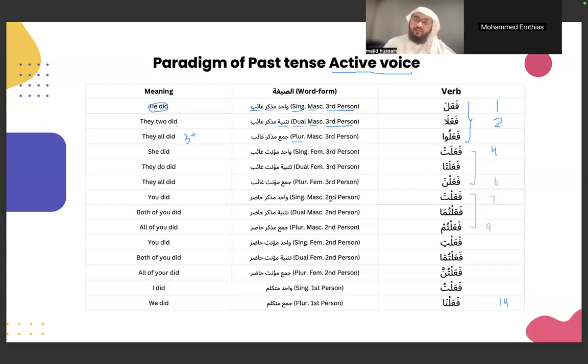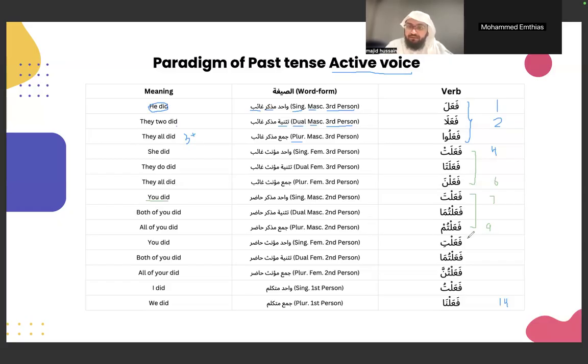Second person masculine. فعلتَ, referring to you did. You, one male person, did this action in the past. Then فعلتما, both of you, male persons, did an action in the past. فعلتم, all of you people, more than three, masculine, you did an action in the past.